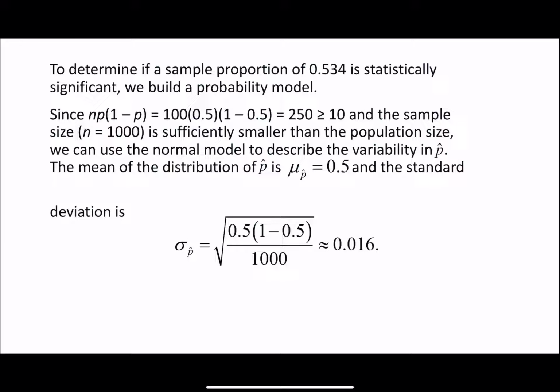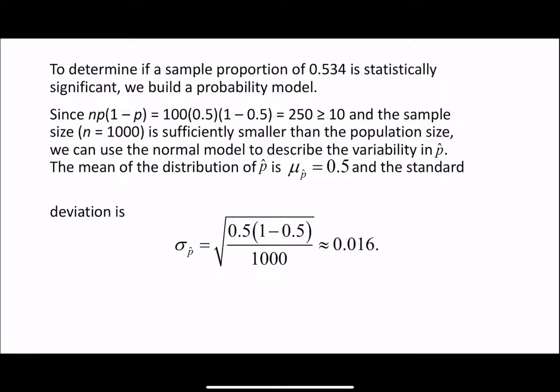To determine if a sample proportion of 0.534 is statistically significant, we need to build our probability model. So we need to first see if we have a normal distribution: np times (1 minus p) is greater than or equal to 10. The p that we're using here is our population proportion, what we were given for our population, not for our sample. We're not using p hat yet. We have our sample size n equals 1,000, which is sufficiently smaller than the population size, so we can use the normal model to describe the variability in p hat.